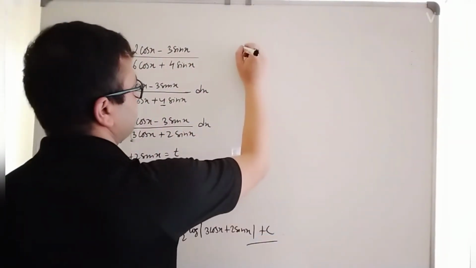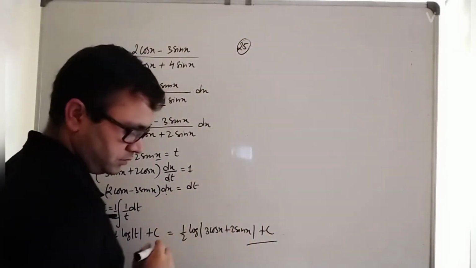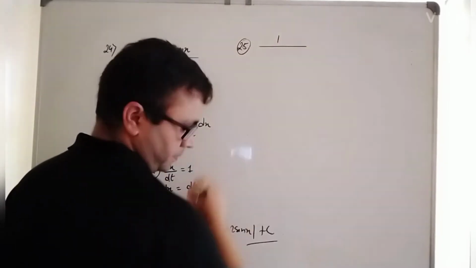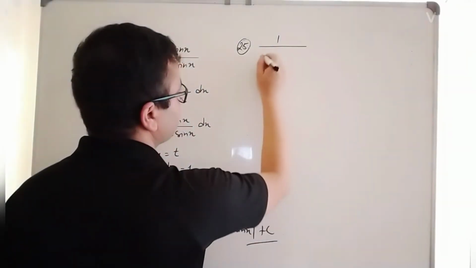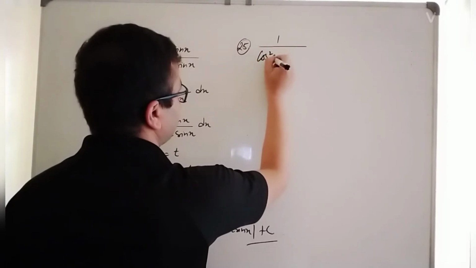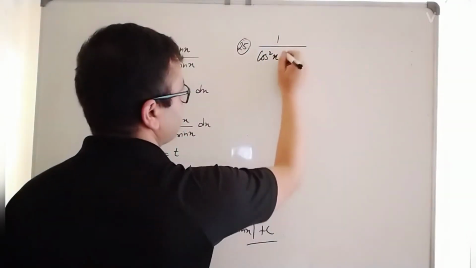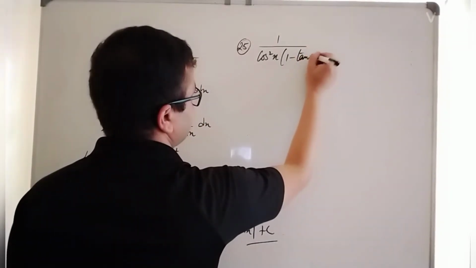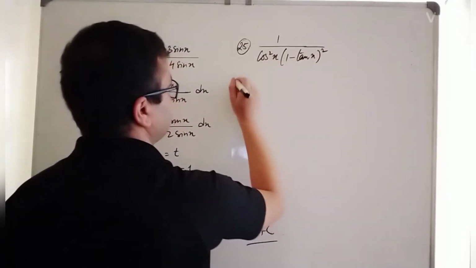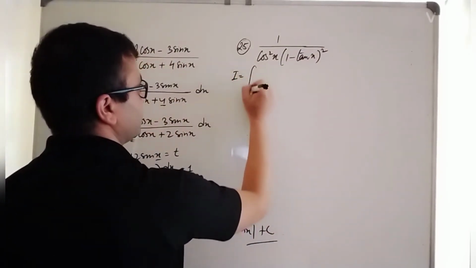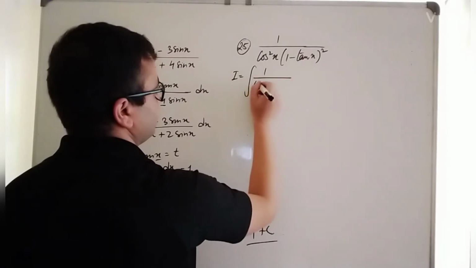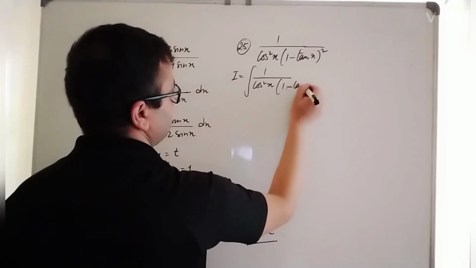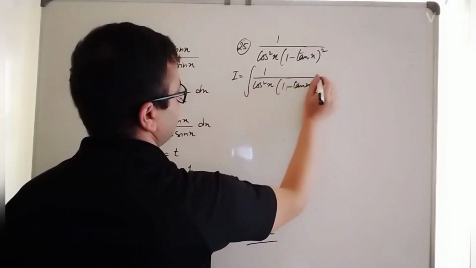Question number 25 is 1 by cos square x into 1 minus tan x whole square. In solution, I equals integration of 1 by cos square x into 1 minus tan x whole square dx.